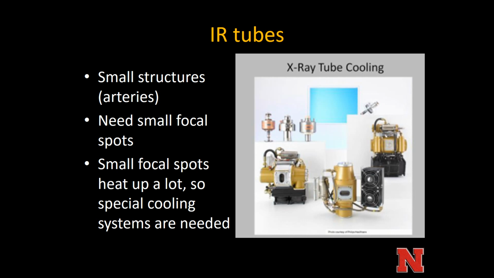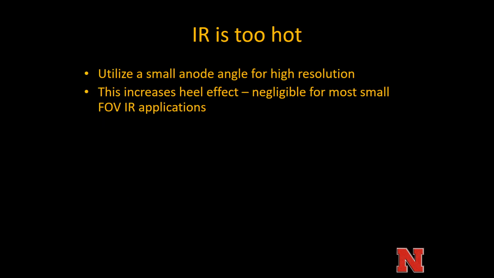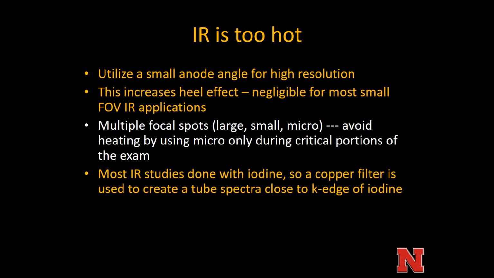Small focal spots tend to heat up a lot, so a lot of IR tubes have to have specialized cooling systems to allow that to be functional. IR is just too hot, so they use a small anode angle for high resolution images. That results in heating. It also increases the heel effect. Most of the time in IR, when they're using this setup, it's a very small field of view, like centered on a small hepatic artery during a TACE or something. So it's a negligible effect that usually isn't clinically relevant.